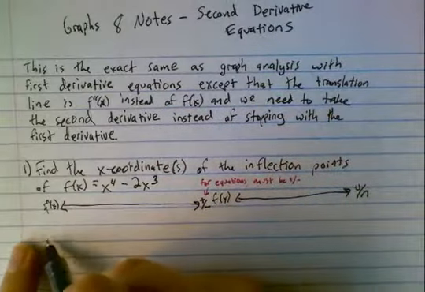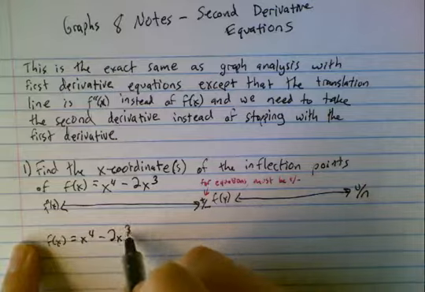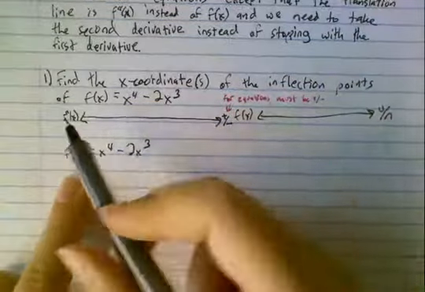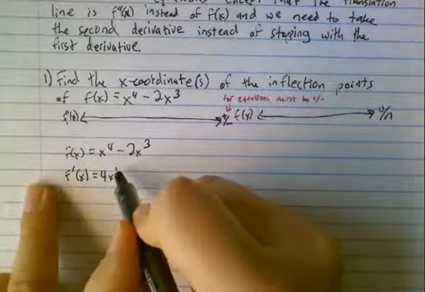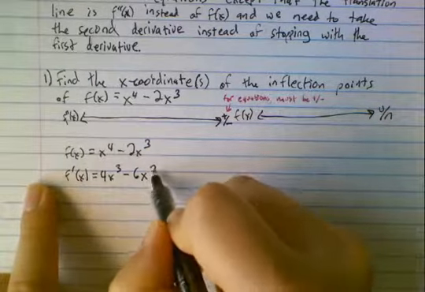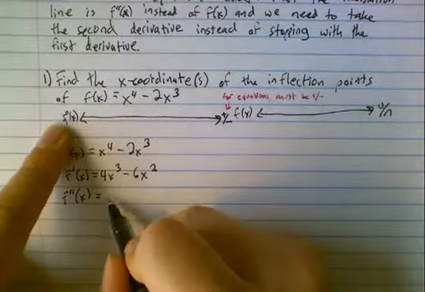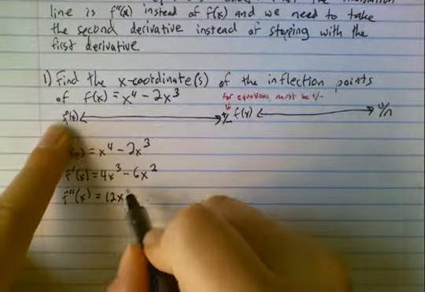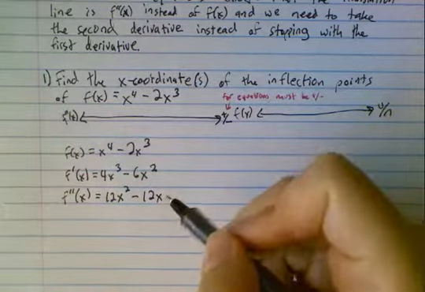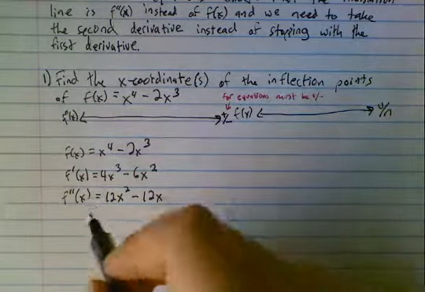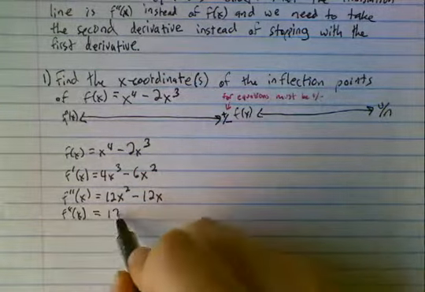We have f of x, we need to get to f double prime. So start with the first derivative, 4x cubed minus 6x squared, and then take the derivative again until we get there: 12x squared minus 12x. Now once we've got that, we can factor and do our sign chart just like normal.